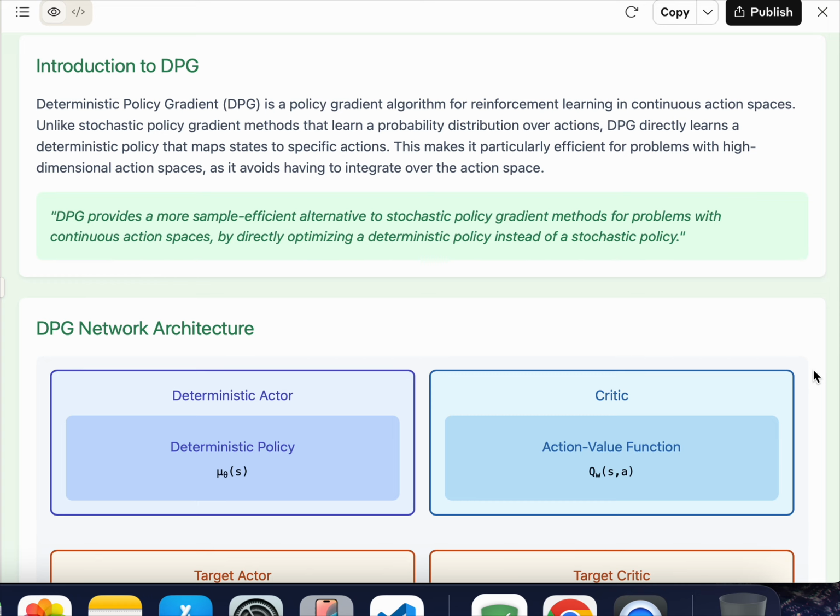And why does that matter? If you are working with environments where actions are high dimensional and continuous, like robotics or control tasks, sampling from distributions can be inefficient and slow. DPG skips that by learning a direct mapping from state to action. That saves us from having to integrate over the whole action space every time, which is a big plus in terms of speed and sample use.